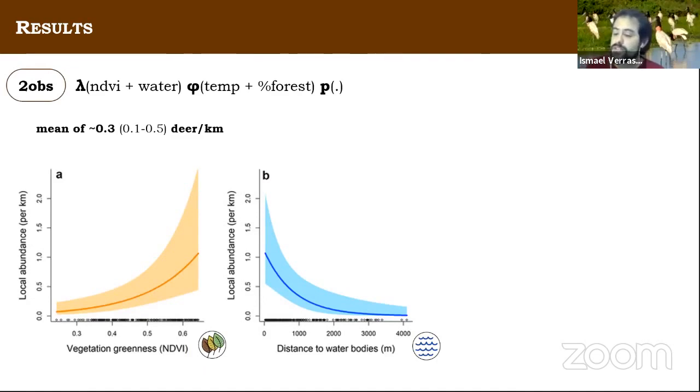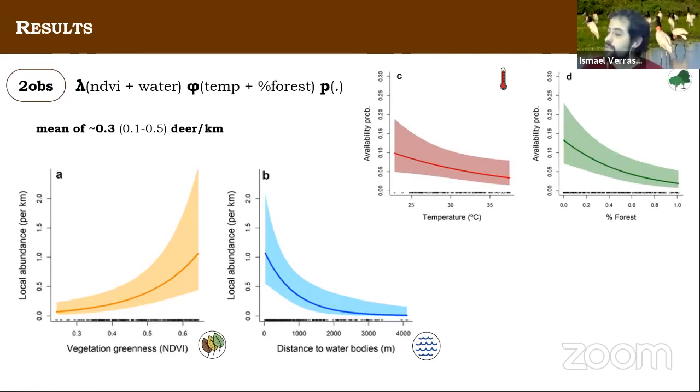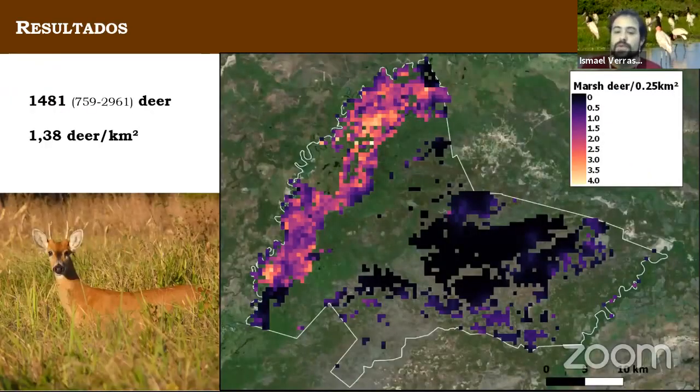So these are the predicted relations of the local abundance with vegetation greenness and distance to water bodies for the double observer model, and the predicted relations of availability probability with temperature and the coverage of forests. With this approach, we can make some nice spatial predictions. We excluded here cells in this map that are highly forested, and we can see that in the dry season, the marsh deer population is really concentrated in the west part of the reserve. That is the area that has more water bodies and more primary productivity.